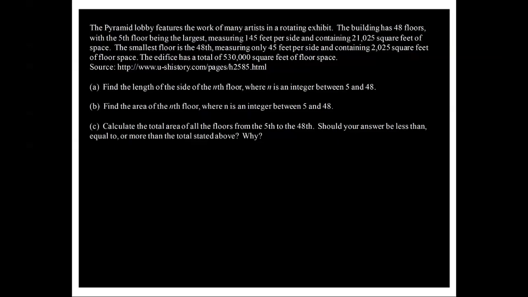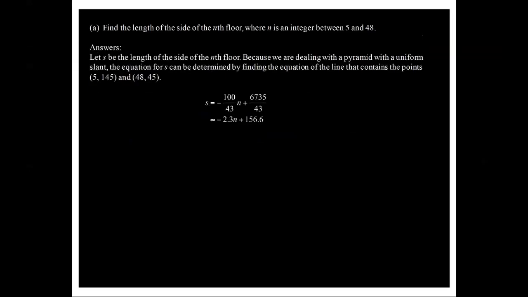And then can you calculate the total area? That will be all of the floor space in this building from the fifth floor to the 48th floor. As you can imagine, there's going to be summations involved here. There's the formula there for the length of the side of the nth floor. It's about minus 2.3n plus 156.6. The slope is negative because it's going down. So this will be a nice question for your students, developing that equation.